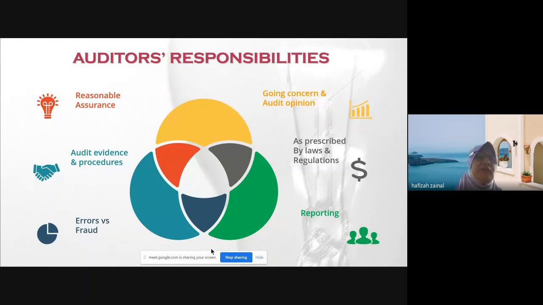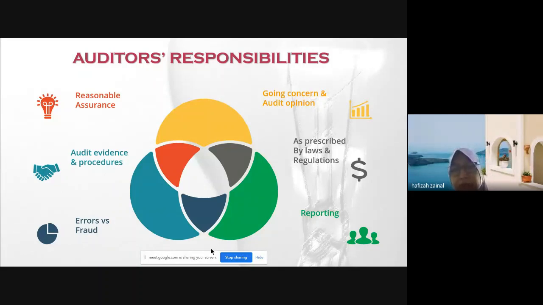Okay, and then in terms of errors and fraud, of course, we are not supposed to detect fraud. But if we get some clue, if we find some irregularities or indicators, then we have to highlight the red flags to the management. Most important, we report to the management. If no response, then we report to the audit committee. If no response, then only we report to the authority. So that's in terms of errors and fraud.